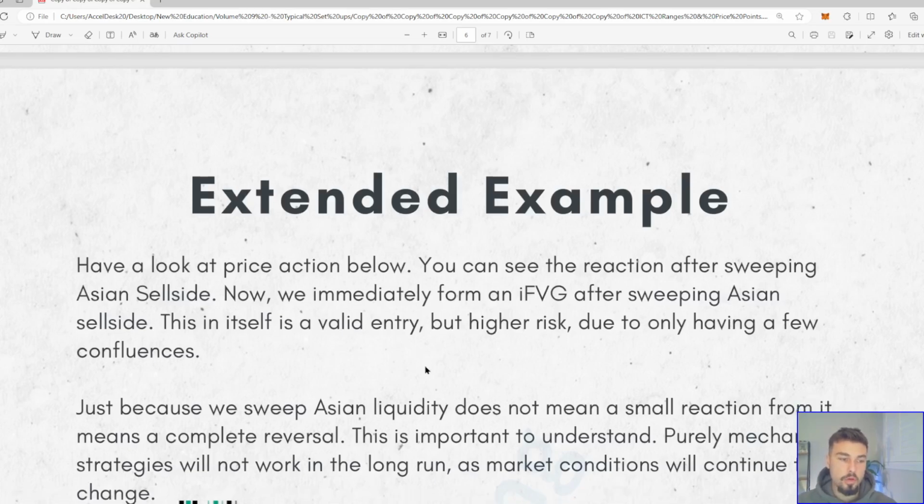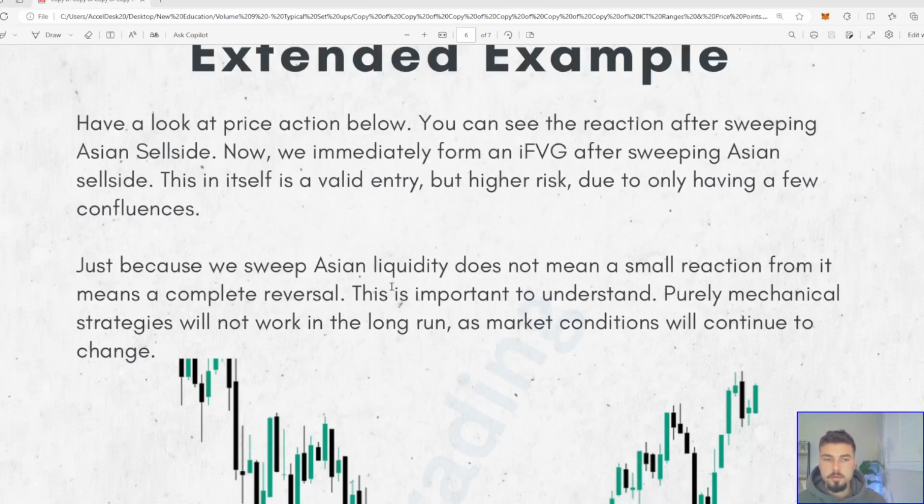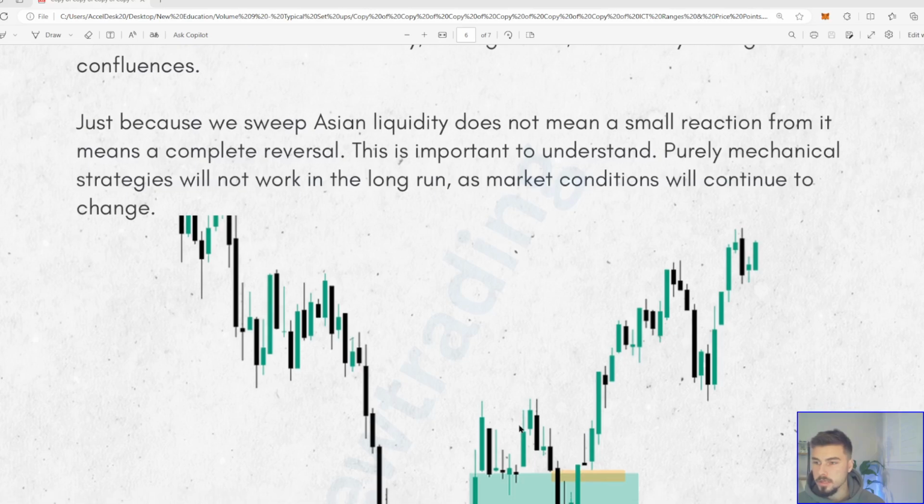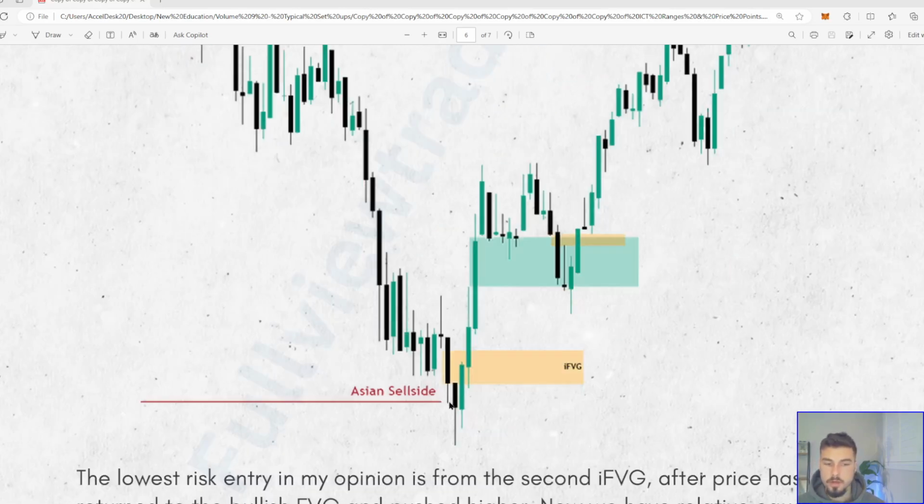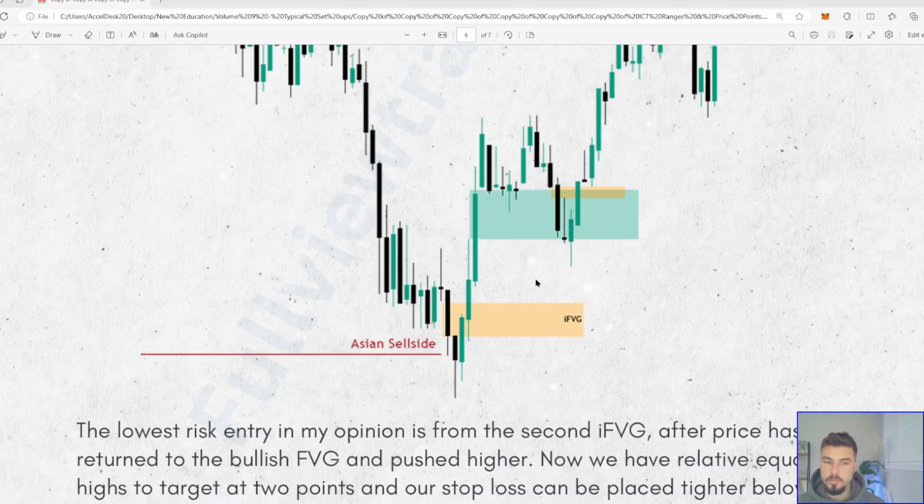Now let's actually have a look at price action below. Let's actually extend on this. So have a look at price action below and you can see the reaction after sweeping the Asian sell side, right? So have a look here. That's your Asian sell side. We've zoomed in now, and you can see, right? Look at this, beautiful. There's your entry model from that inversion.